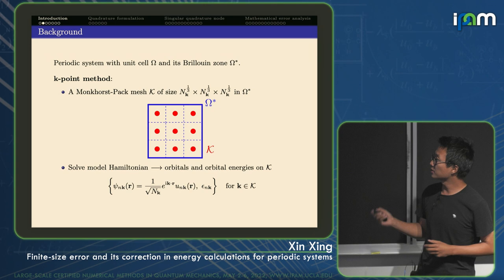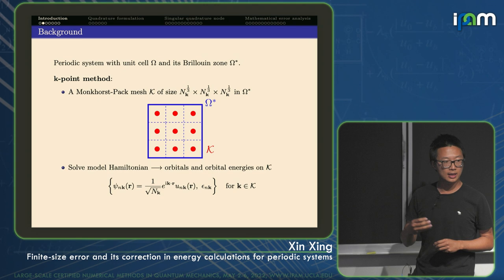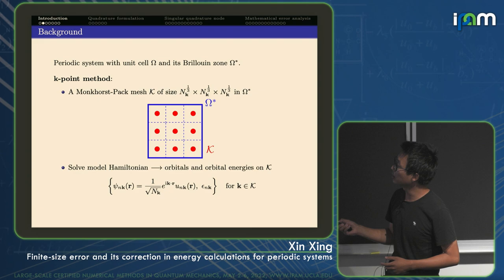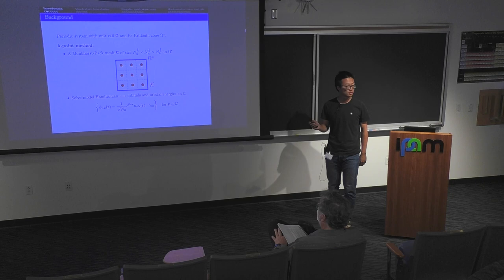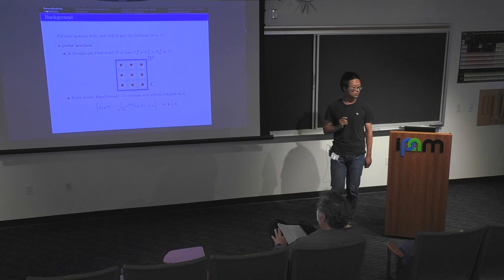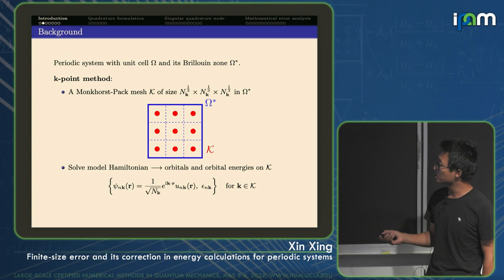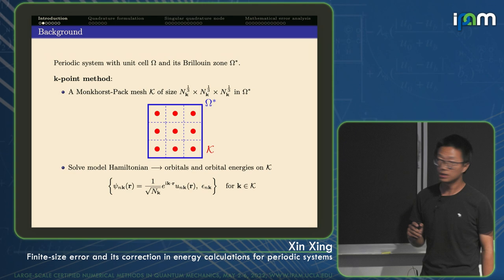The standard mean field calculation for such a system is the so-called k-point method, where you sample a uniform Monkhorst-Pack mesh, capital K, of size N, inside your first Brillouin zone Omega star in the reciprocal space. So here is a 2D illustration. And then you construct your model Hamiltonian on this uniform k-point mesh and solve it for your orbitals and orbital energies. These orbitals and orbital energies are characterized by two indices. One is the band index n, and the other one is the momentum vector k on this uniform k-point mesh.